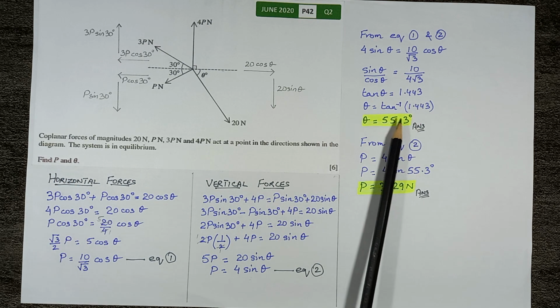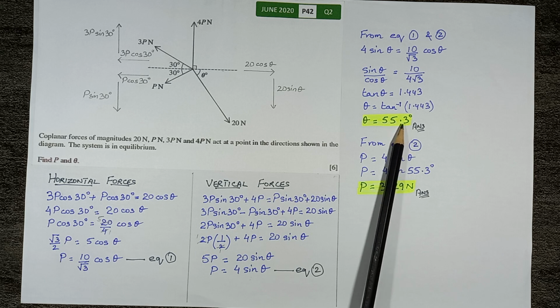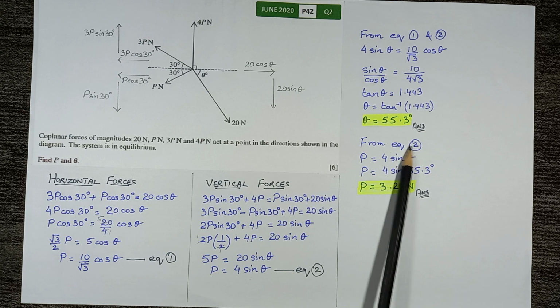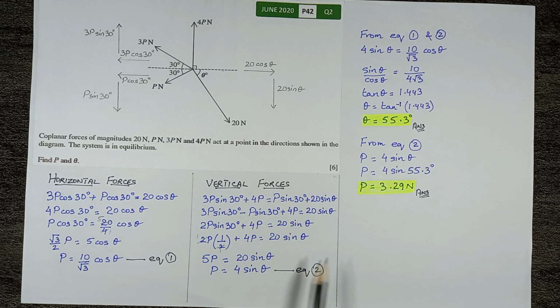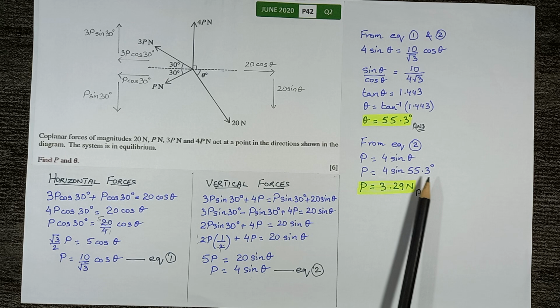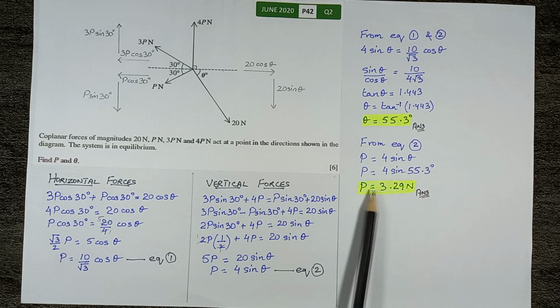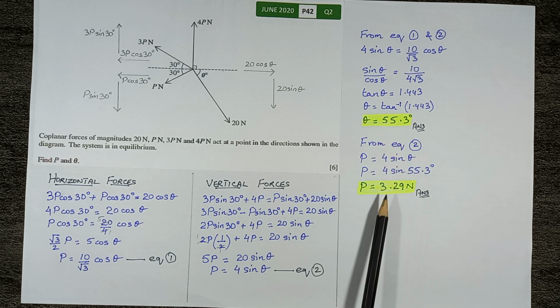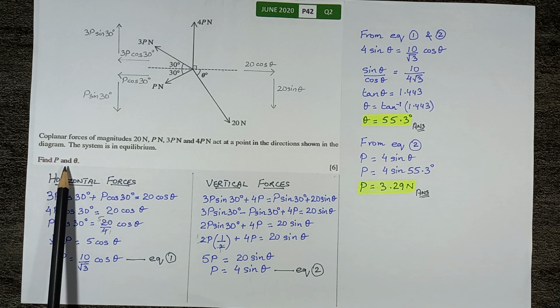Now we can place this value of theta in either of the two equations, whether equation 1 or equation 2, in order to get the value of P. For example, if we take equation 2, which is P is equal to 4 sine theta, placing the value of theta over here and then simplifying it from the calculator, we have the value of P as 3.29 Newton. So definitely we have found the two values which were asked in the question.